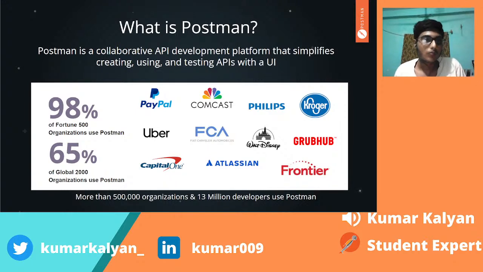Talking about what is Postman and why should we use it. Postman is a collaborative API development platform that simplifies creating, using, and testing APIs using a wonderful UI. More than 500,000 organizations and 30 million developers use Postman, and 98% of the top 500 Fortune organizations use Postman, and 65% of the Global 2000 organizations use Postman. So Postman is really very popular.